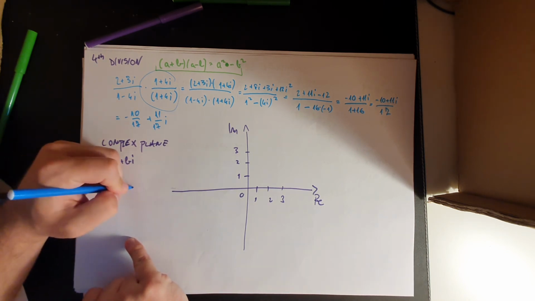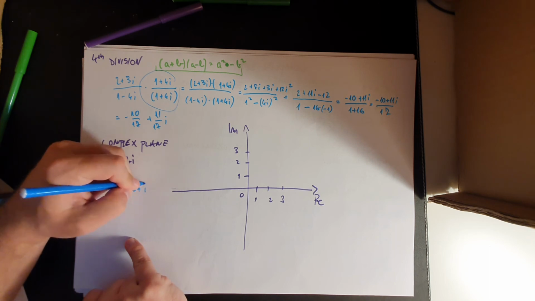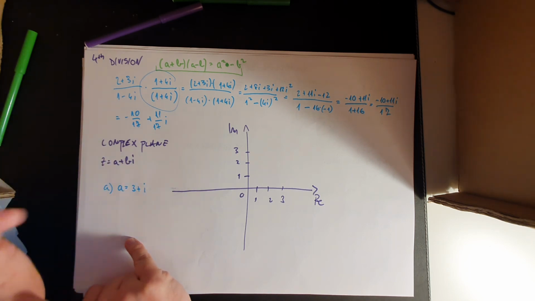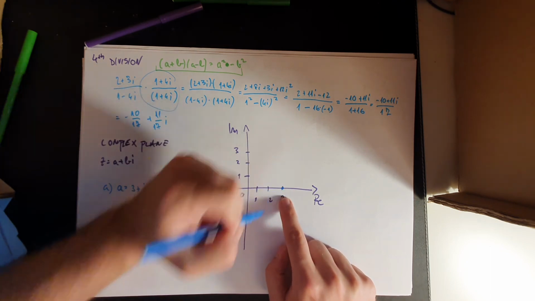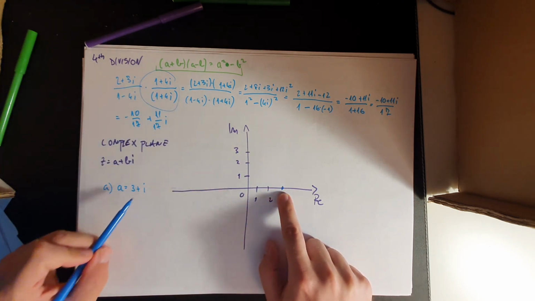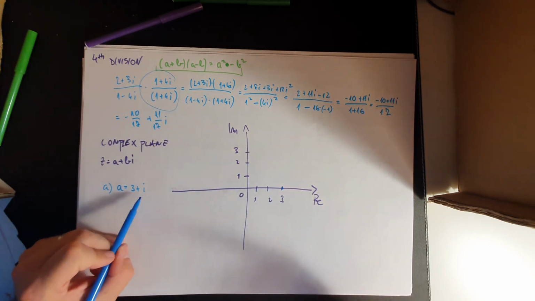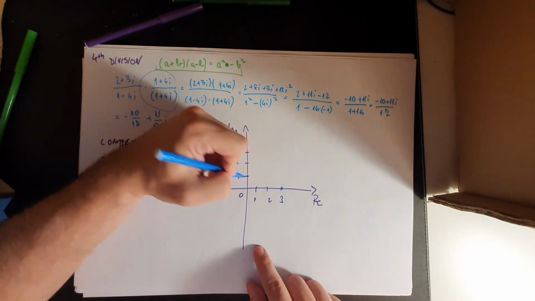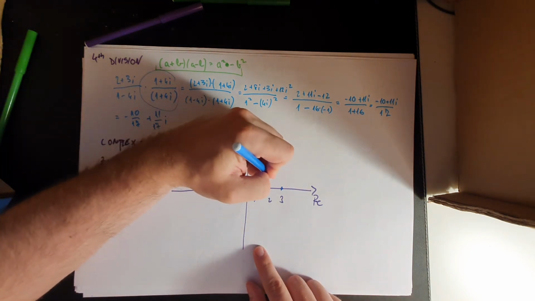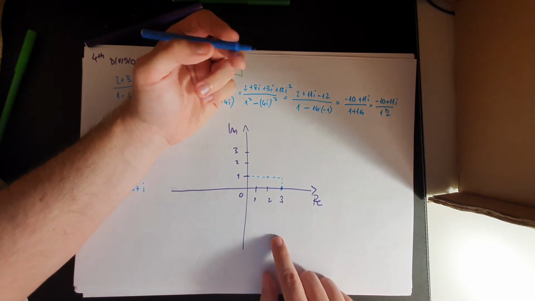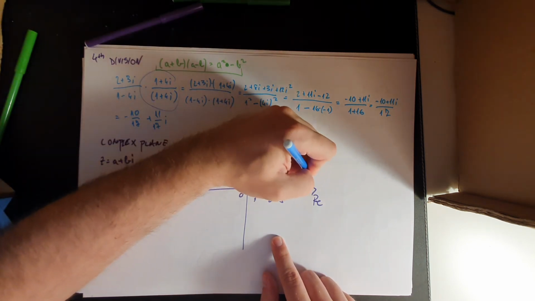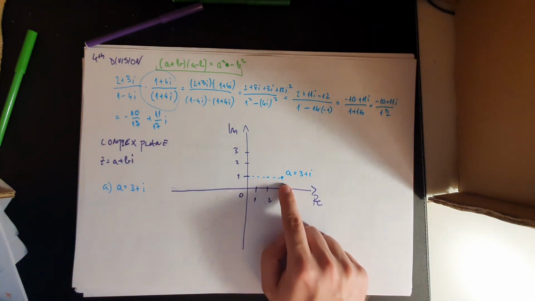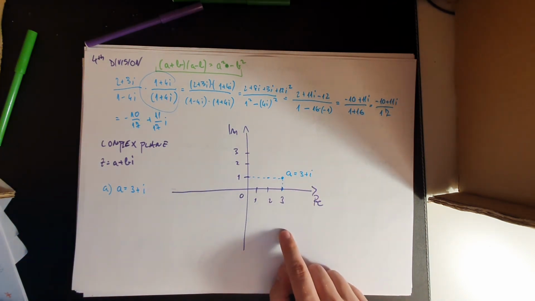So, example A. A is equal to 3 plus i. So 3 is the real part. So this is the 3. i is on the imaginary axis. There is how many i's? Just one of them. So we are here. If I connect 1 with 3 or 3 with 1, this is going to be A. A is 3 plus i. So A is here in the complex plane.